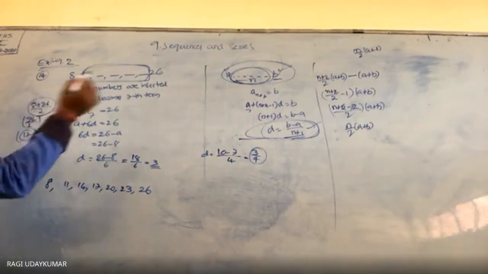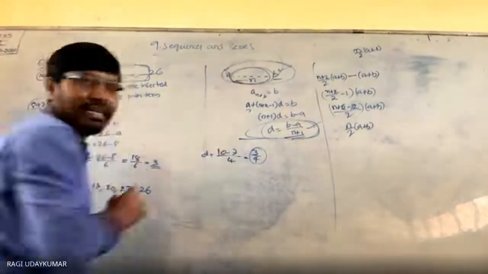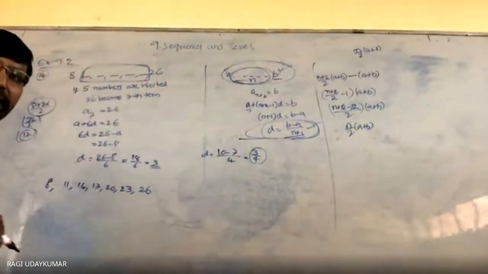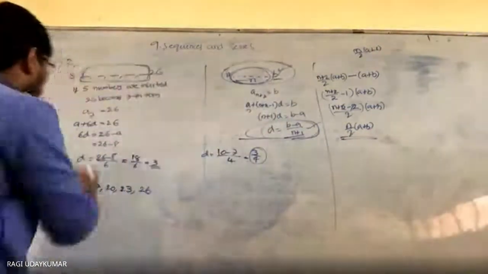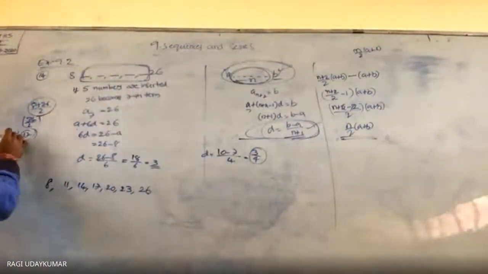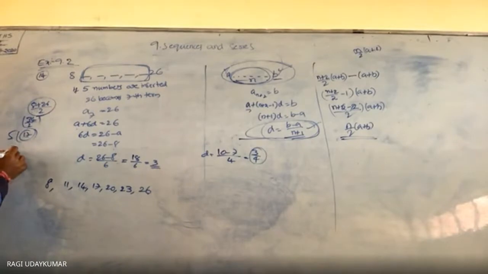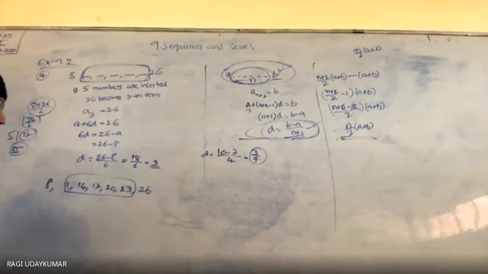We need to multiply by n. N is nothing but how many numbers are inserted, that you have to multiply. What is the sum here? N by 2 of a plus b. So what is n here? 5 numbers are there. Multiply this by 5. 17 times 5 is 85. So if you add these and take the sum, you will get 85.